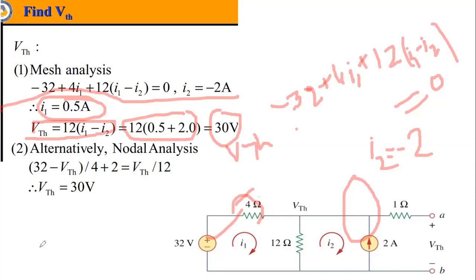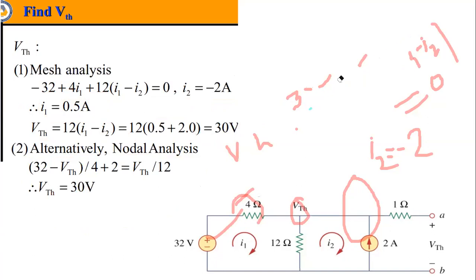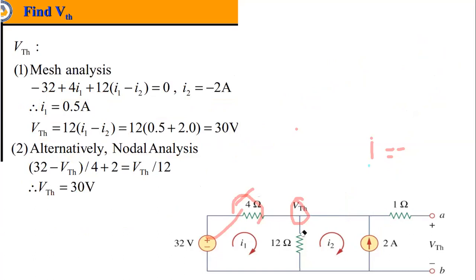So otherwise you can apply nodal analysis also. It is given here, nodal analysis. We already have just one node, VTH. So you can use any method to find VTH. No problem at all. Mesh, nodal, superposition, source transformation. These are called analysis methods. You can also use current division, voltage division. You can use anything to find VTH.